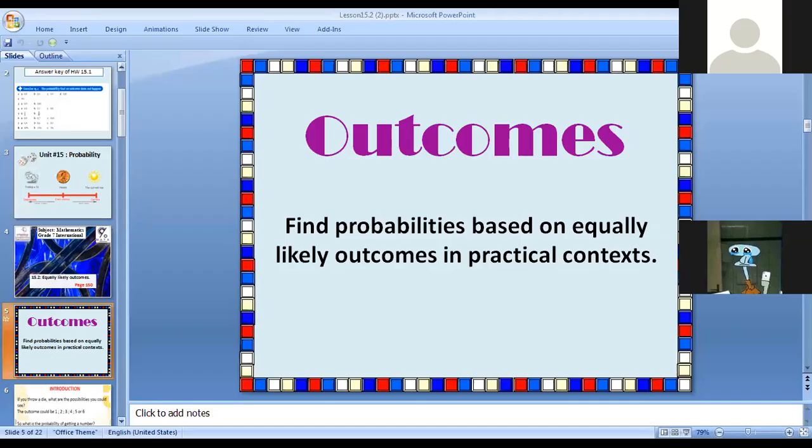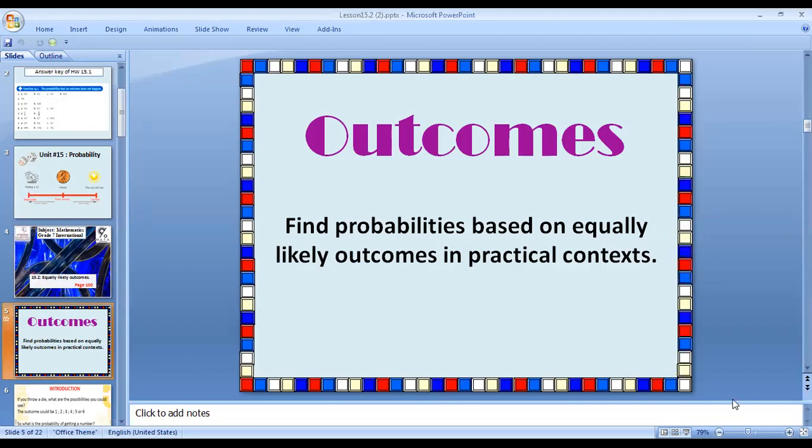And let's start with what we had last time. That was our presentation last time. We started with the probabilities, and the main outcome of our lesson in the probability was about how to find probabilities based on equally likely outcomes in practical contexts. Hala, do you have something to say? Where's Hala? You were raising your hand.